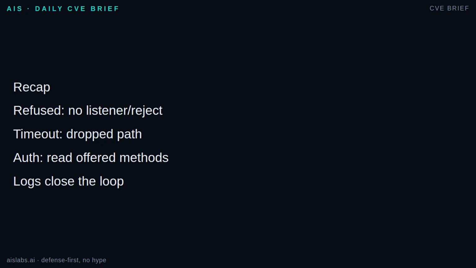2. Timeout means the path is dropping or not returning packets, so look at routing, firewalls, host state, and cloud rules. 3. Authentication failures happen after transport works, and ssh -v shows which methods and keys were tried. Close the loop on the server with journalctl for sshd or ssh.